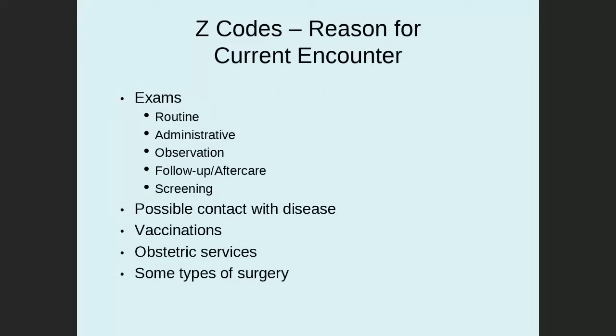So here are some categories of Z codes that indicate the reason the patient was seen. So we have routine exams, meaning the patient's not sick, but they're coming for their annual exam or a well baby check or something like that. Administrative, such as to get a life insurance, for observation, for follow-up, aftercare, and screening. Patient may also be seen because they had possible contact with a disease and they want to be checked. They may be seen for a vaccination, obstetric services, and some types of surgery are also reported with a Z code.